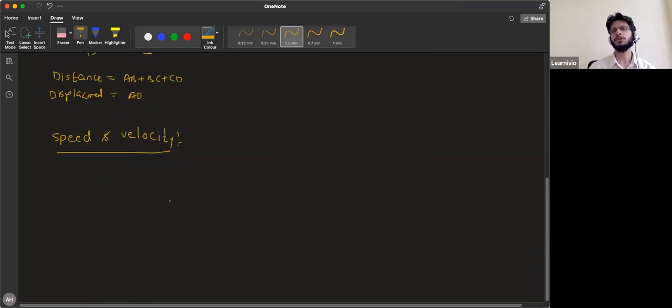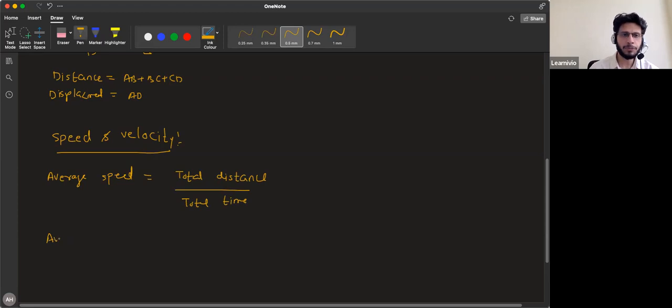So both speed and velocity can be divided into 2 categories. Speed and velocity can be average, and speed and velocity can be instantaneous. So let's first see what is average speed. Average speed is simply the ratio of the total distance and the total time taken. This ratio of total distance and total time taken is the average speed.